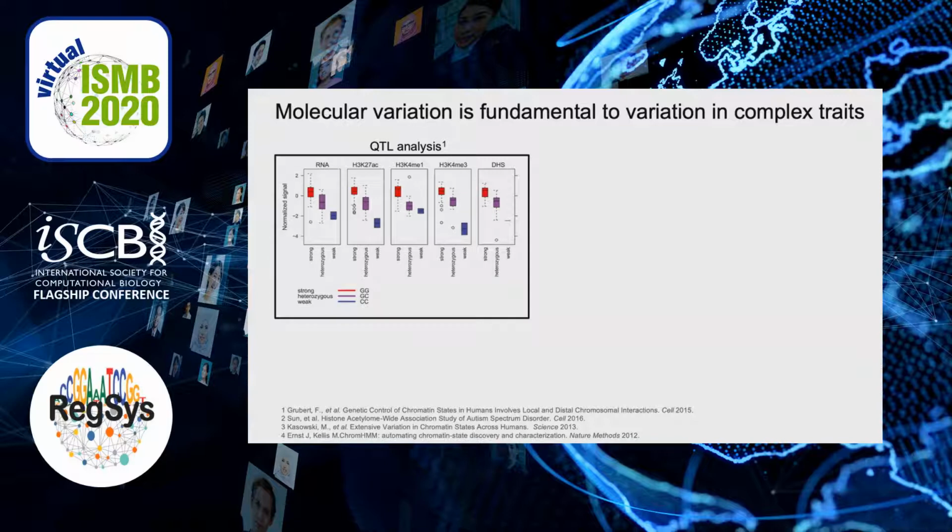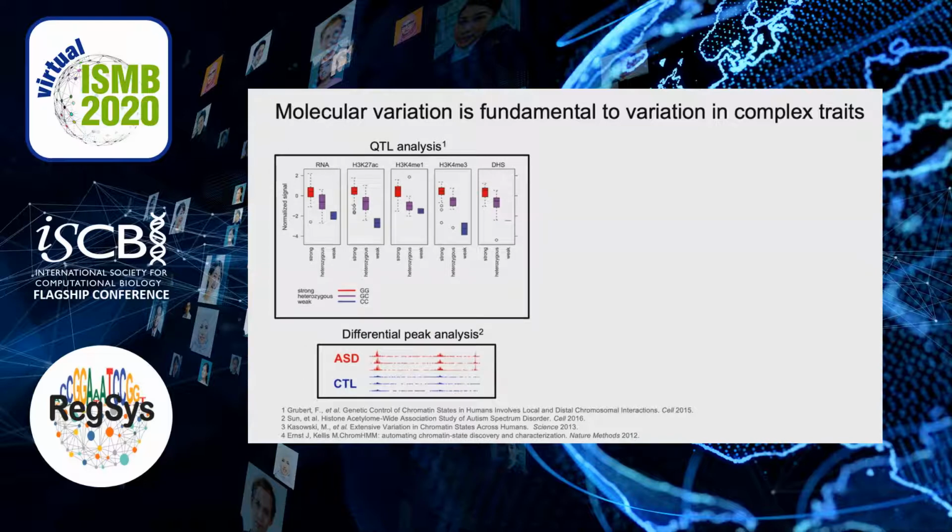Understanding molecular variation across individuals is fundamental to understanding variation in complex traits. Recently, molecular data has been collected across many individuals, which has allowed for a more comprehensive identification of variation. One common way to identify molecular variation is through QTL analysis. In this type of analysis, a molecular phenotype is collected in multiple individuals and correlated with a genetic variant. An association test is performed to identify variants that are significantly associated with the molecular phenotype.